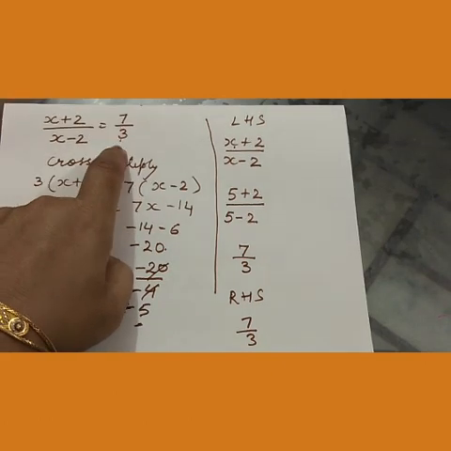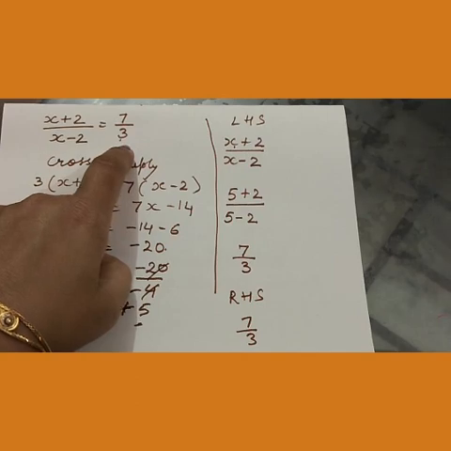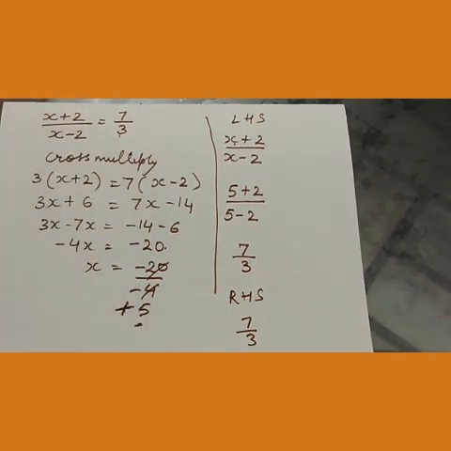If the right hand side also has some expression, you can put the value of x there and solve it separately and check whether LHS and RHS are equal or not.